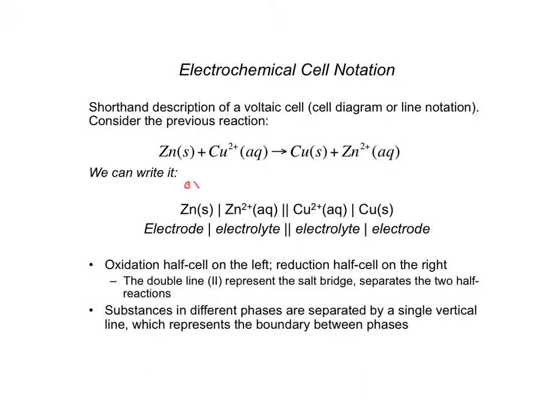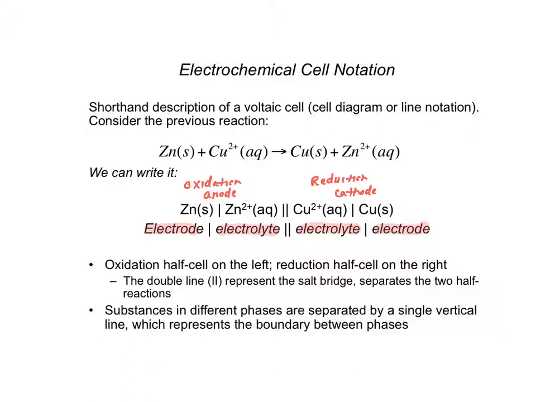This is going to be our oxidation half reaction, or our anode cell. And then as we go from left to right, it moves to the reduction half reaction, or the cathode, what is taking place at the cathode, okay? And it follows the general convention of the oxidation electrode, followed by electrolyte, and then the reduction electrolyte, followed by electrode.